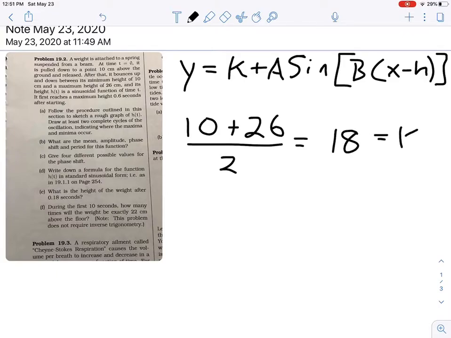That's our midline. Now we're going to find a. And a is the distance from the midline to either the min or the max. So I'm going to take 18 minus 10. That's the distance from the midline to the minimum, and that equals 8. That will be a. So I have my k and my a. Now I need my b and my h. Well, we'll figure out the h first.